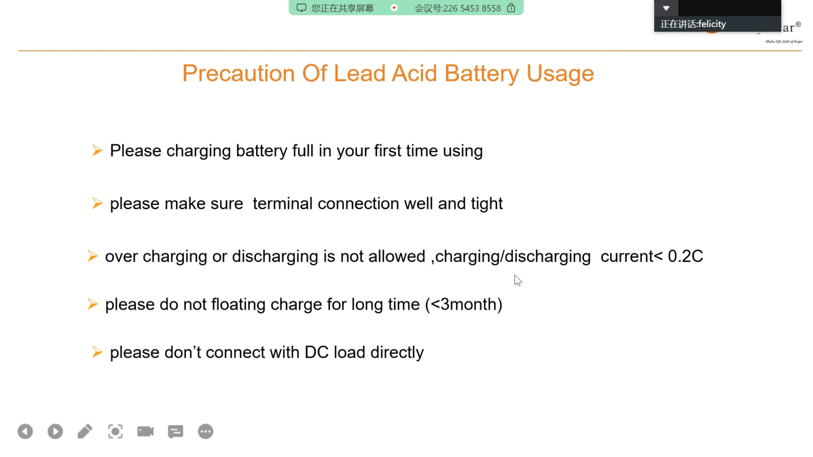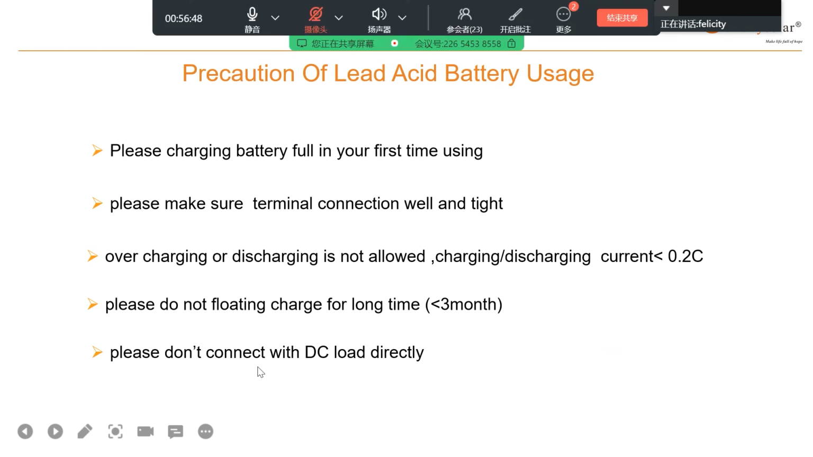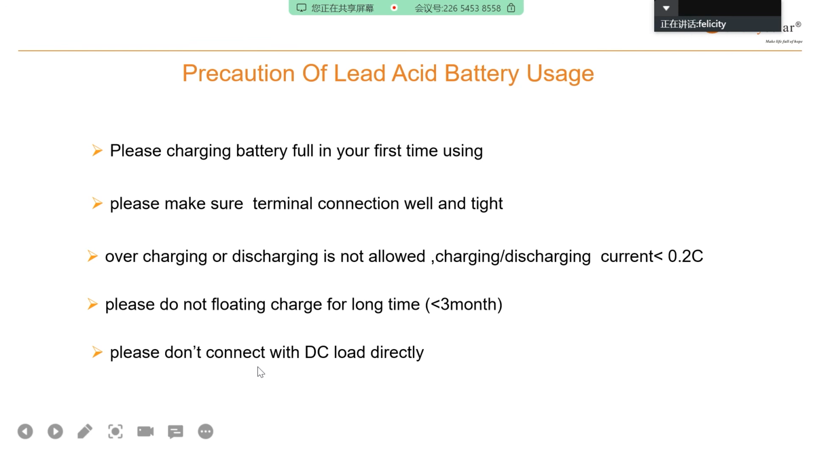And the fifth one, please do not connect with DC load directly. Okay, because if you discharge the battery with the DC load directly, the lead acid battery doesn't have any protection. No matter inverter or any other protections, the DC load might consume all the power, all the energy, down to zero. That is heavy damage for the lead acid battery.